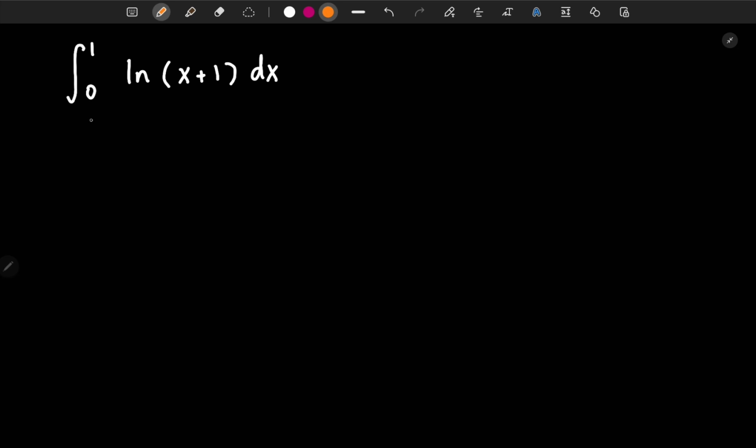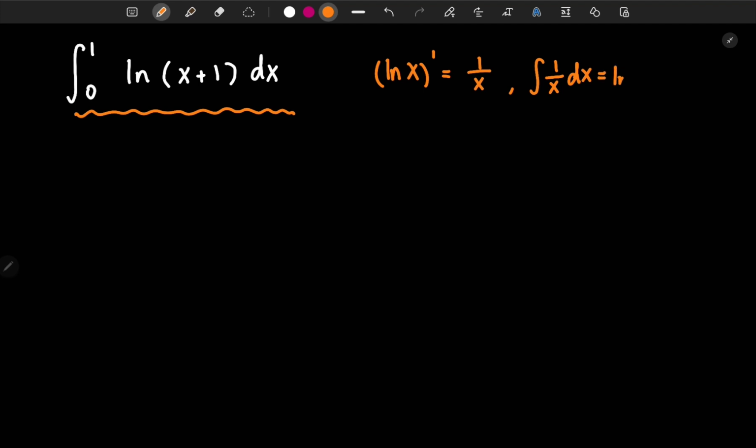In this video, we're going to look at how to solve this integration problem. First, we noticed we need to integrate a natural log function. We can calculate the derivative of natural log pretty easily because the derivative of natural log of x is going to be 1 over x. Therefore, we know the integral of 1 over x dx is going to be natural log of x.